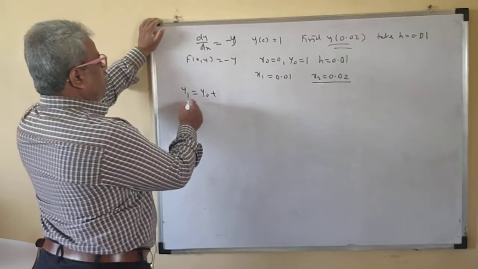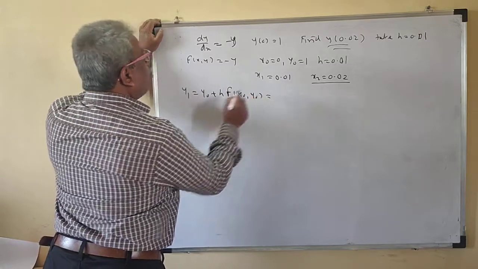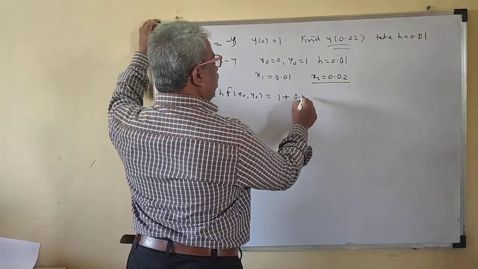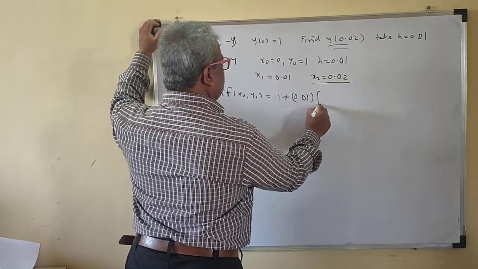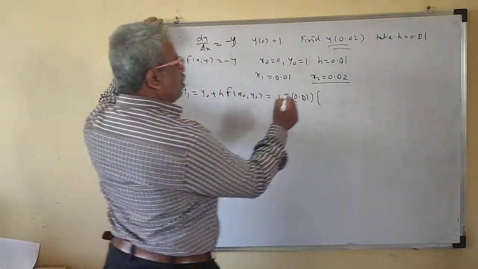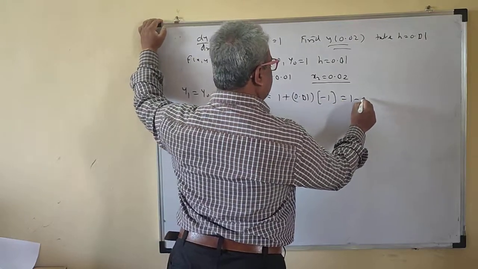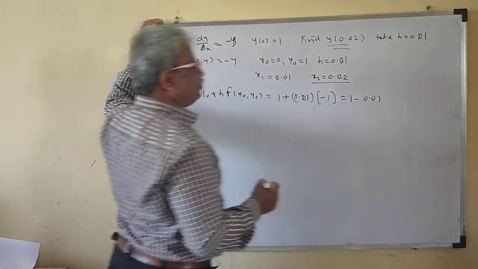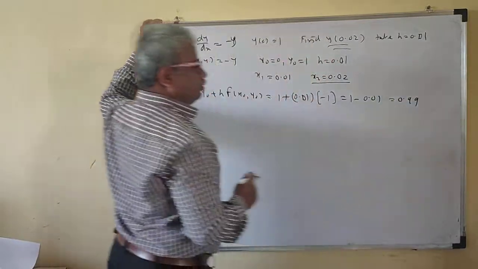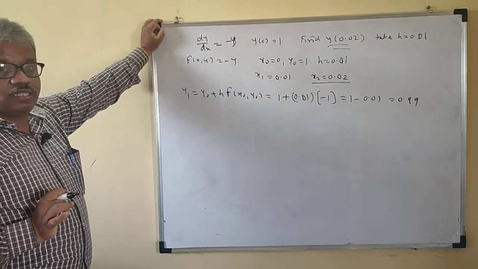So y1 is equal to y0 plus h f of x0, y0. What is your y0? y0 is 1, plus h, which is 0.01, times f of x0, y0, that means minus y0. y0 is 1, so minus 1. So this is 1 minus 0.01. You have to take care of the subtraction also. This is 0.99, your y1.